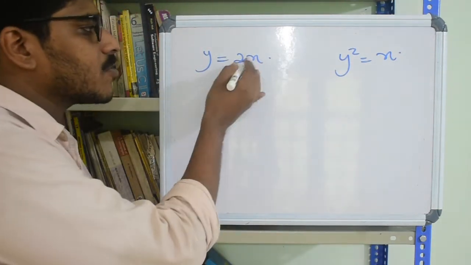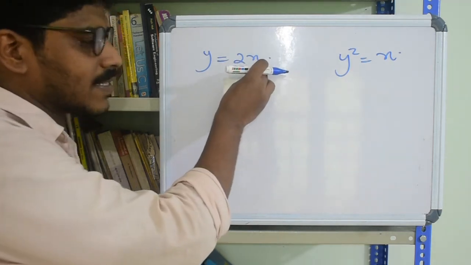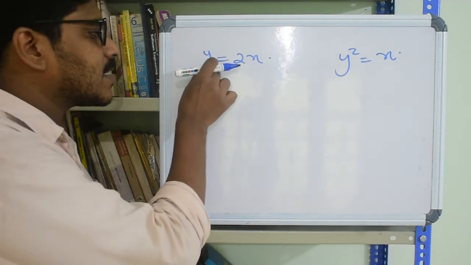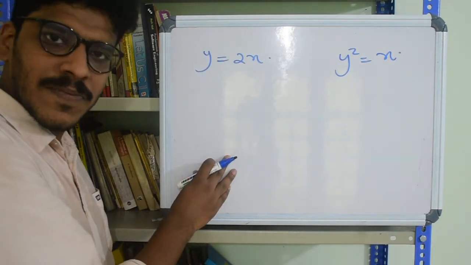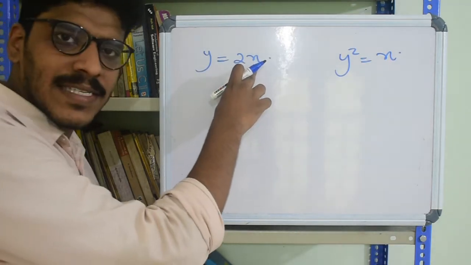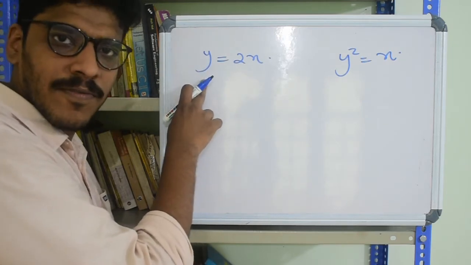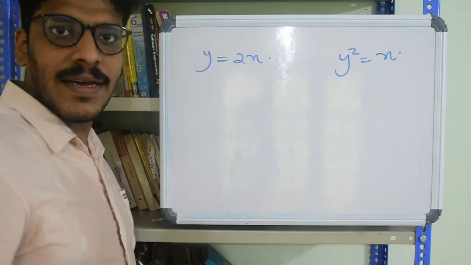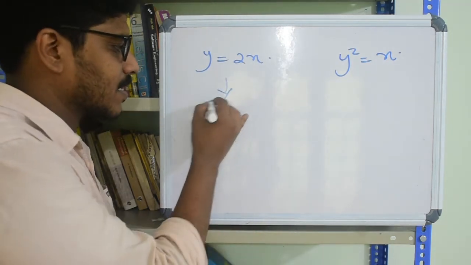See, y equal to 2x. Whatever value you give to x, y is obtained as the double of x, which means as you change x, y will change, and there will be only a single value for y. See, does any number have two doubles? No way. So this is a function.